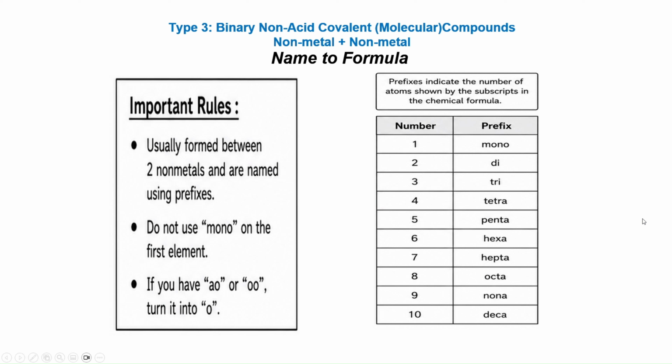In this video, the focus will be to work multiple type 3 compounds going from name to formula. As a reminder, prefixes indicate the number of atoms shown by the subscripts in the chemical formula.